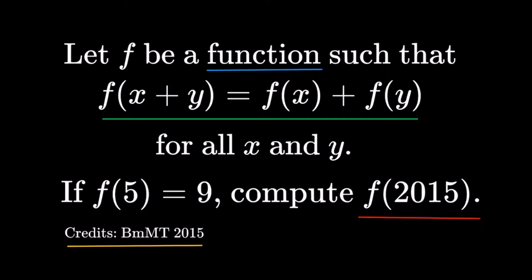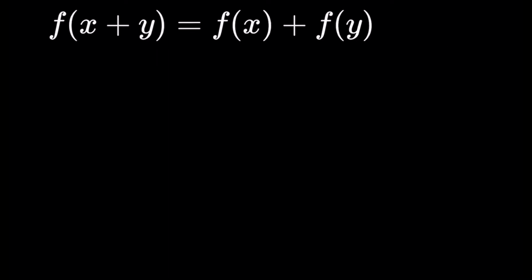As usual, pause this video if you'd like to give this item a try. But if you're done, let us dive into the solution. So here we have a functional equation, and the only known value is f of 5 being equal to 9. So in this functional equation, we're motivated to try to substitute values of x and y.